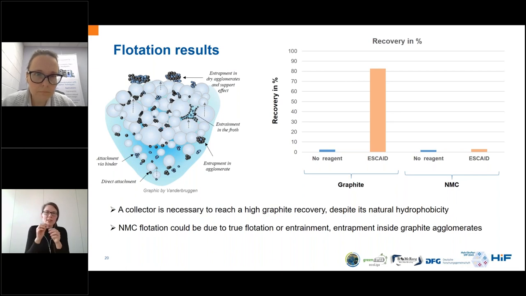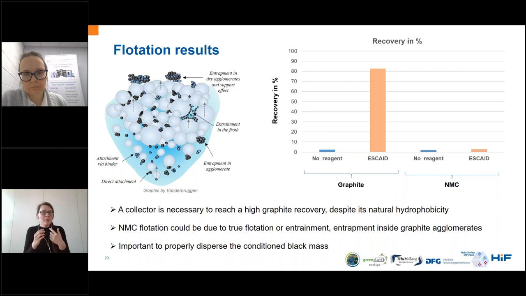This is when the particle is not attached directly to the bubble, but is rather in the lamella, where the liquid is inside the froth, or for example, it could be entrapped inside the graphite agglomerates, because, I don't know if you saw it, but on the previous slide the graphite was quite agglomerating. As we have a lot of fine particles, the NMC could also be entrapped inside these agglomerates. So what is very important is to properly disperse the conditioned black mass, and also to really wet the NMC. What I showed you earlier, we have these tiny gas bubbles on the NMC particles. So the pretreatment is really important in this case.